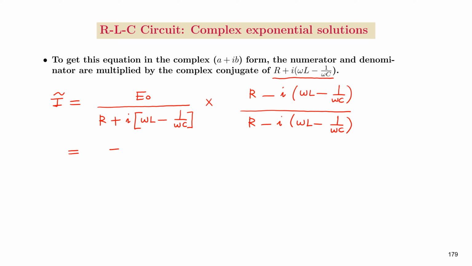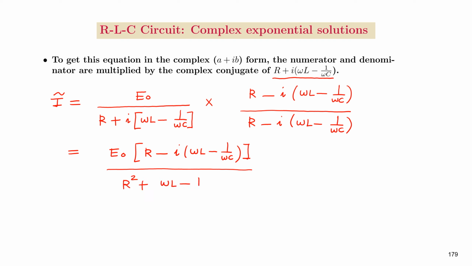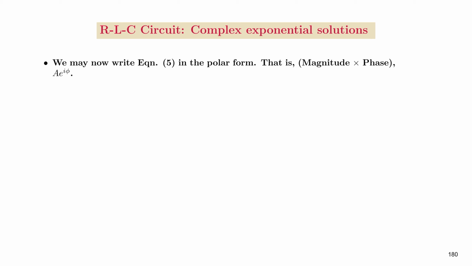This is equal to E0 multiplied by R minus i(omega L minus 1 by omega C), divided by R square plus (omega L minus 1 by omega C) the whole square. This equation is now in the proper form of a complex number, that is in the A plus iB form. We know that a complex number can be very well written in the polar form.